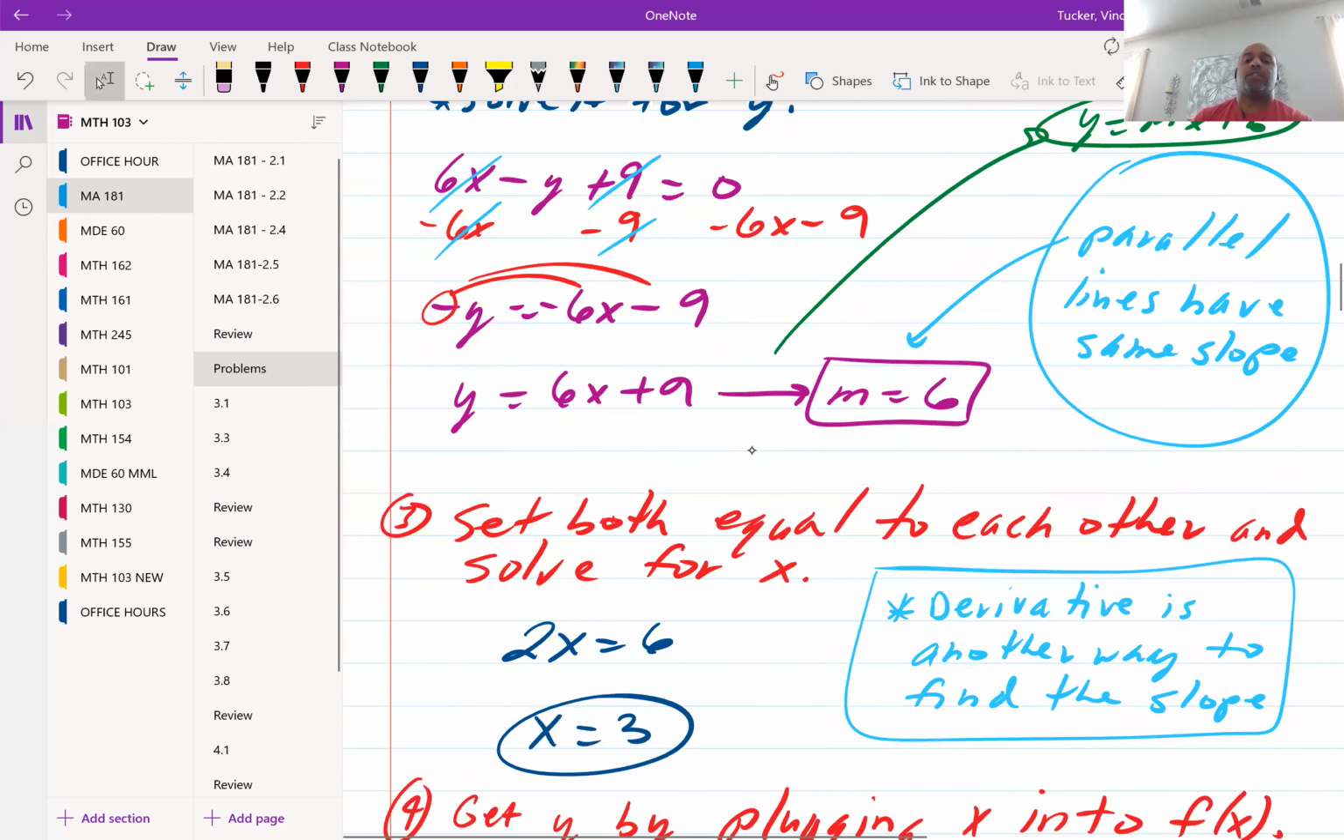All right. So we're going to set both equal to each other and solve for x. I left off both the derivative and the slope because the derivative is another way to find the slope. So our derivative was 2x, and if our slope is 6, in order to figure out what x is, go ahead and set them equal to each other and solve for x. So divide both sides by 2, x is equal to 3.